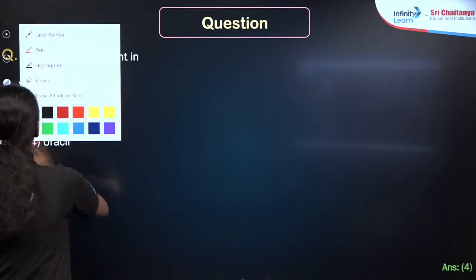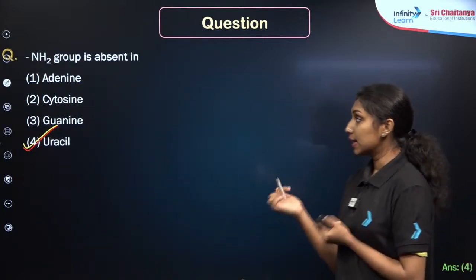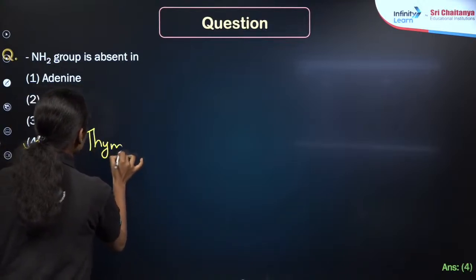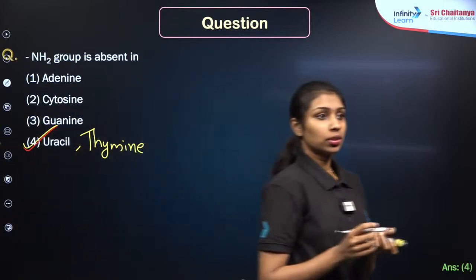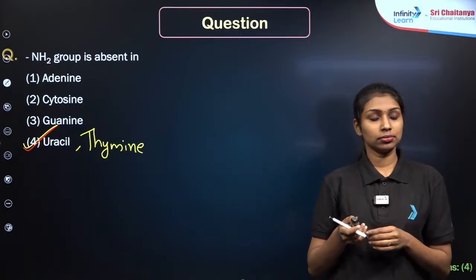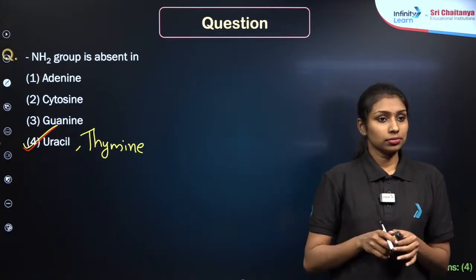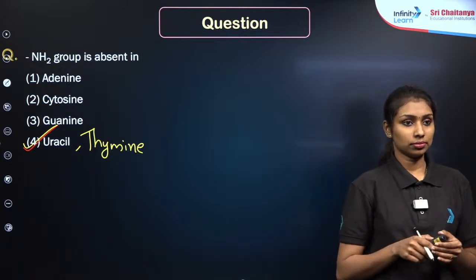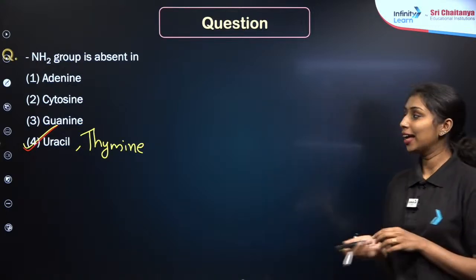Again, uracil is the right one, right? Uracil will be the correct one. In terms of nitrogenous bases, there are 2 nitrogenous bases, thymine and uracil, that do not contain the NH2 group. Is that clear now? Okay, fine.